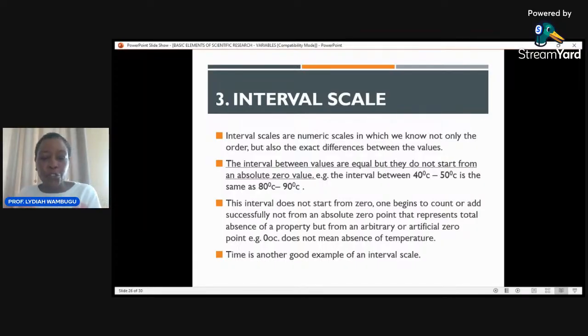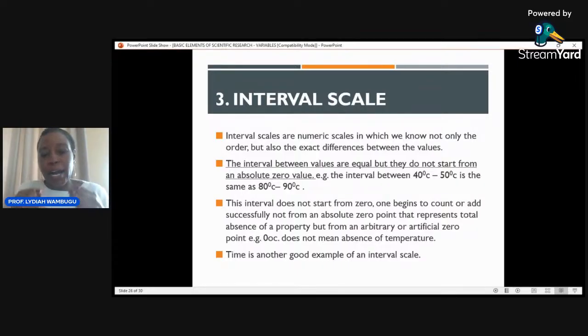Interval and ratio, they are the last two. I want you to remember that interval has no absolute zero. And when we say absolute zero, we mean total absence of a property.